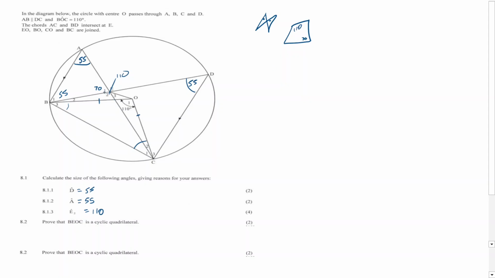If you look at it, you've got 110 here and you've got 110 here. And so these two are angles in same segment. And so therefore you'd say BEOC is a cyclic quad. And then the reason would always be converse, because it wasn't originally a cyclic quad. So you'd say converse angles subtended by a chord.